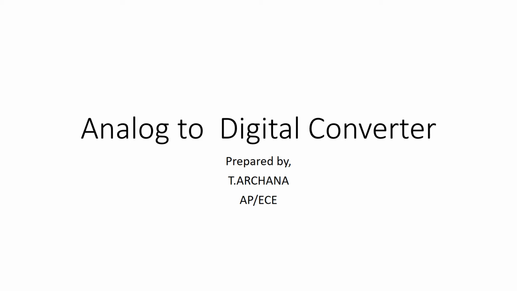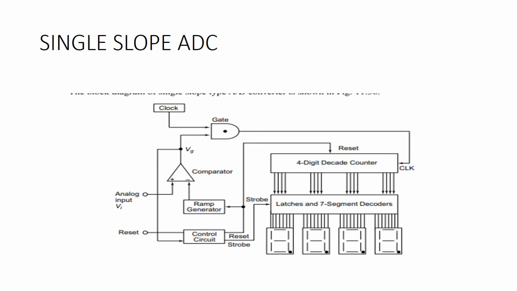In today's class, we are going to see about the analog to digital converter. In that, we are going to see about the two types of integrating type analog to digital converter. The first type is single slope ADC. So here, assume that the positive analog input voltage is applied at the non-inverting input of the comparator.